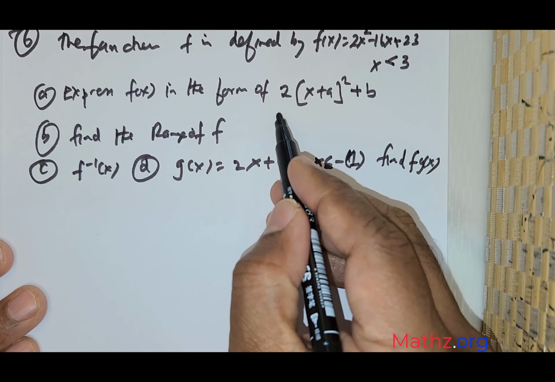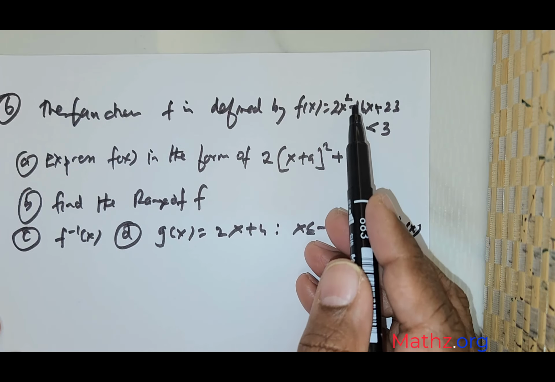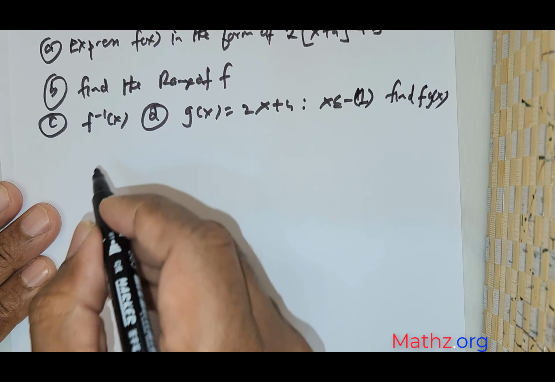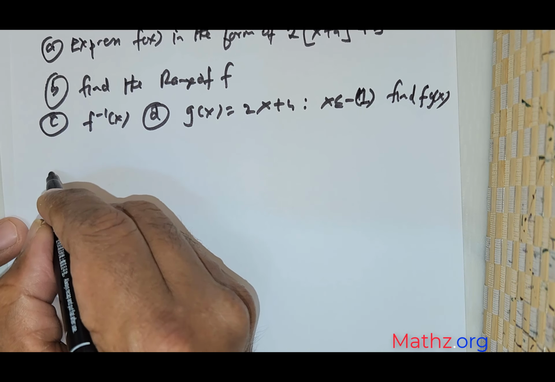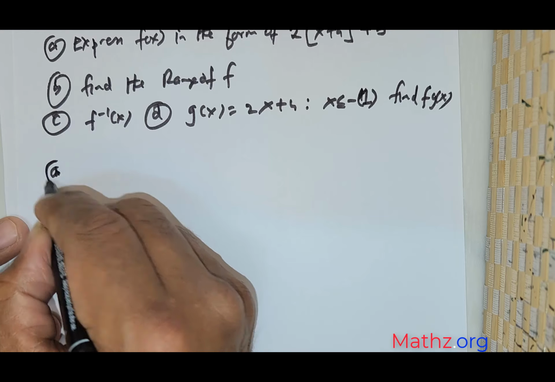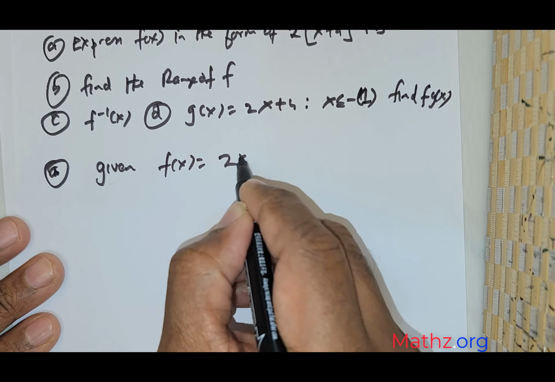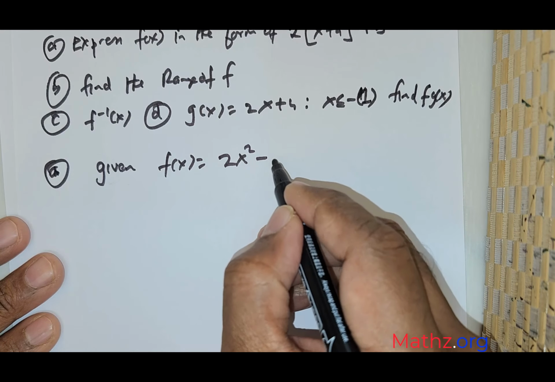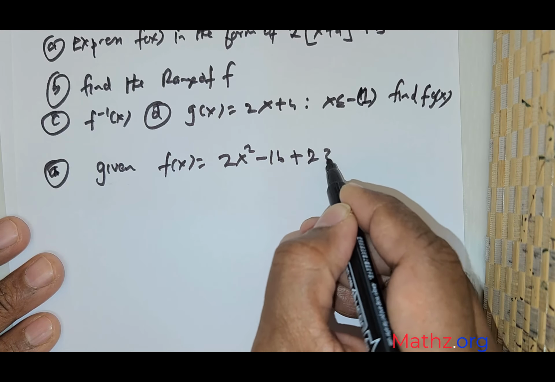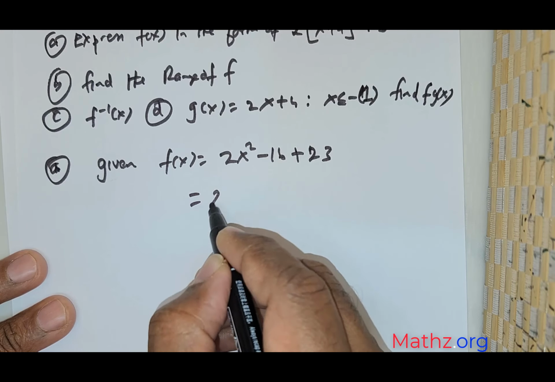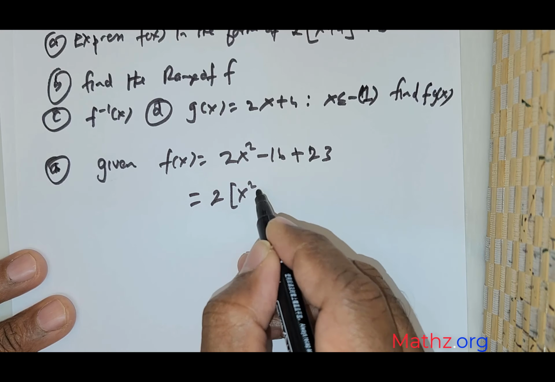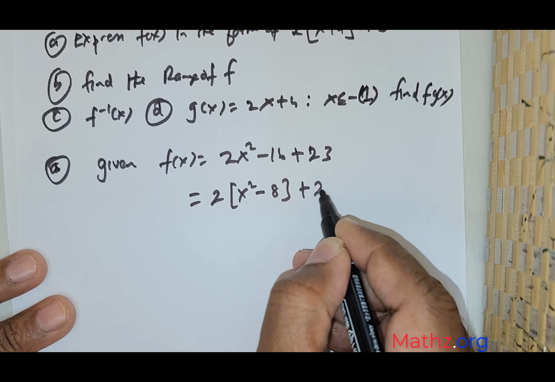Now we have to represent the given function in this fashion. So let me start by handling the first part. Part A, given f of x is 2x squared negative 16x positive 23. I'm going to rewrite this as 2 times (x squared negative 8x) positive 23.